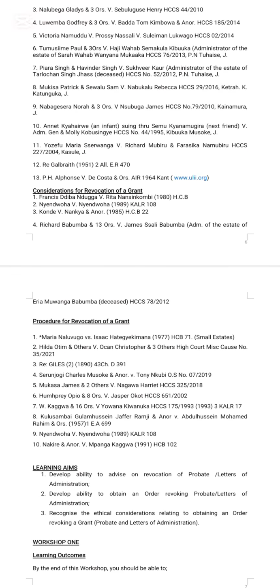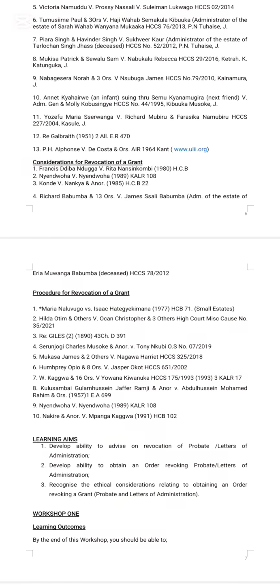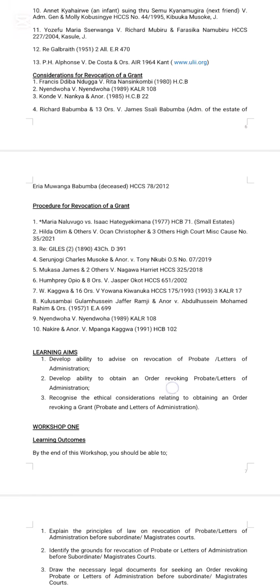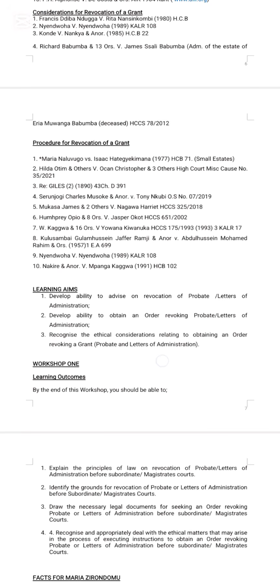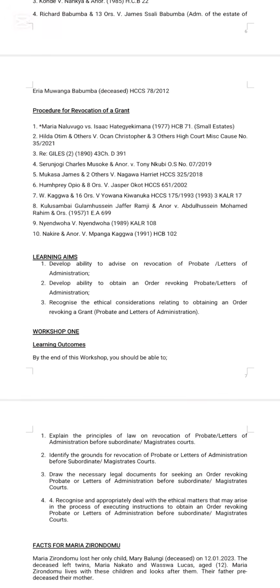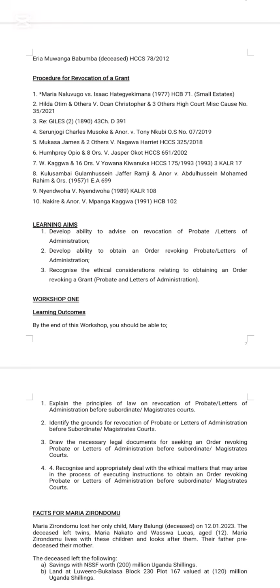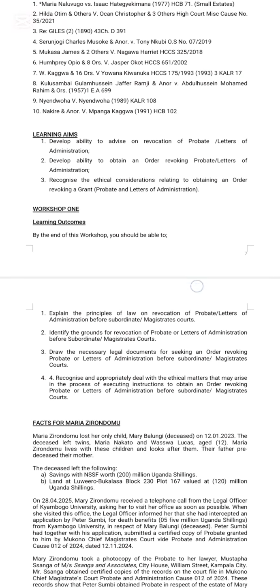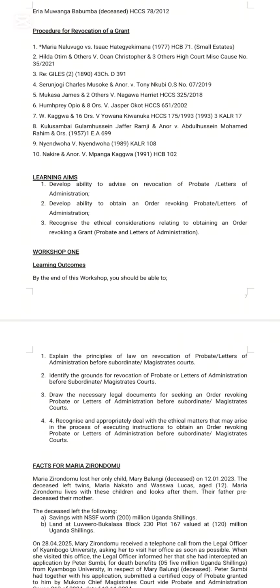Then, as consideration for revocation of a grant, we have looked at Section 230, which brings in just cause. It lists about 4 grounds therein. We have to look at it. On the procedure for revocation of a grant, you apply to revoke the grant in the same court that issued those letters of administration or probate.